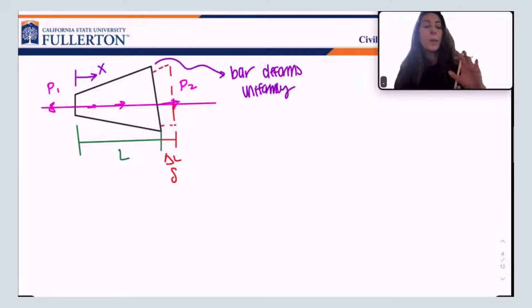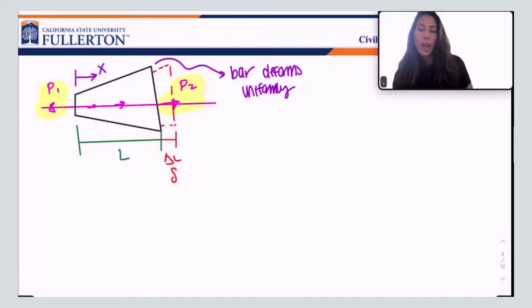What we're going to do now is derive an equation to determine the elastic displacement of a member that's subjected to an axial load. And just so you remember, what is an axial load? This is the axial load. It's a load that's pulling along the longitudinal axis of the bar.